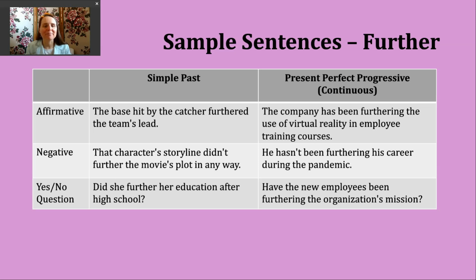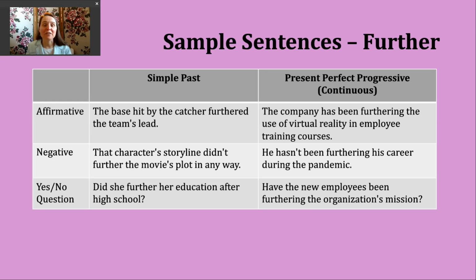Here's another example. Did she further her education after high school? Right? So, did she go to some additional training, community college, a 4-year college? Right? Those would all be examples of developing or continuing to progress and promote. Now, let's take a look at the present perfect progressive. You might hear this called the present perfect continuous, means the same thing.